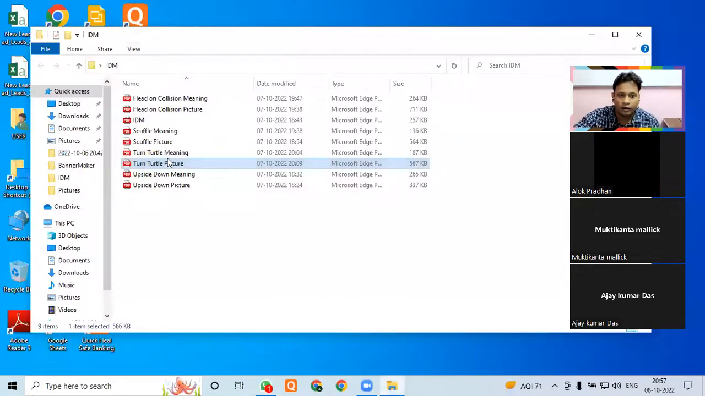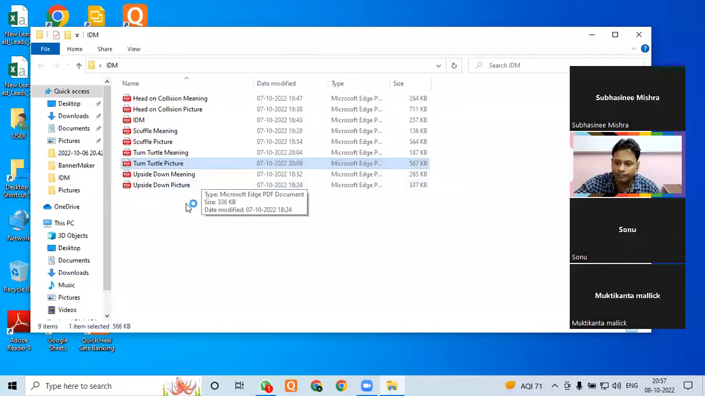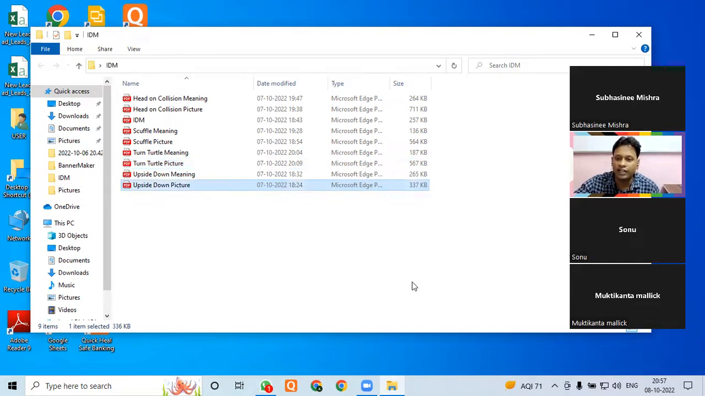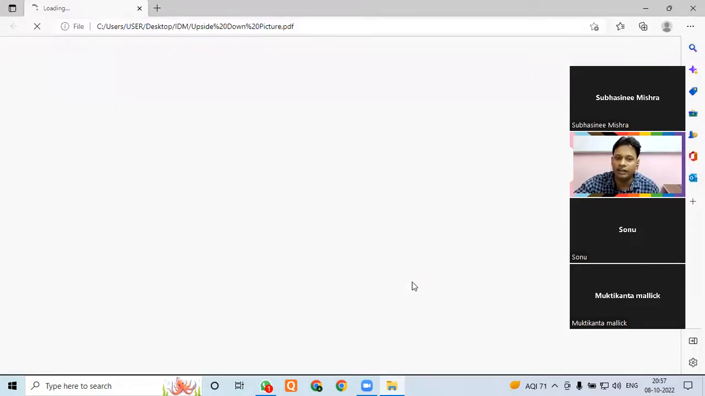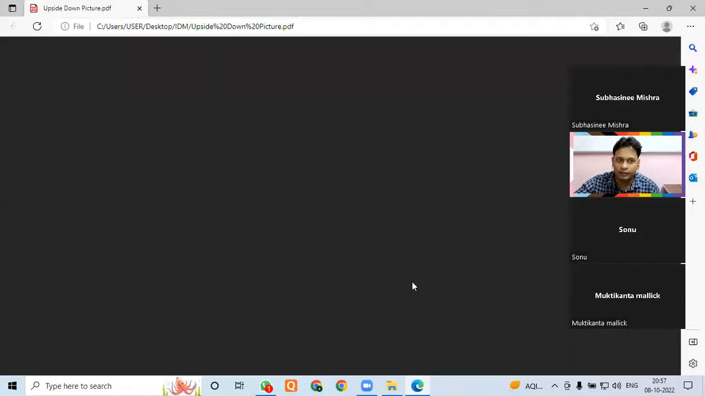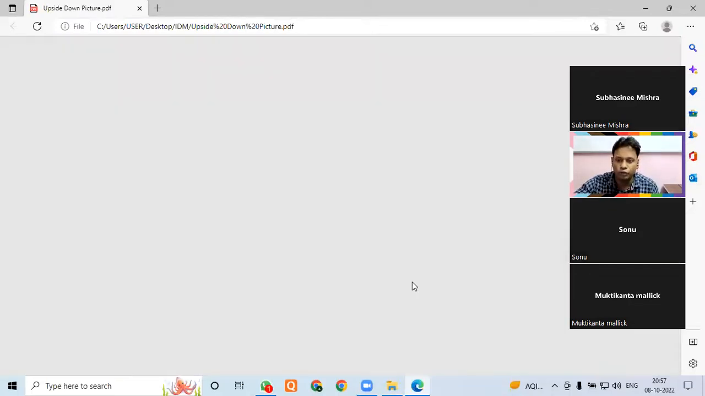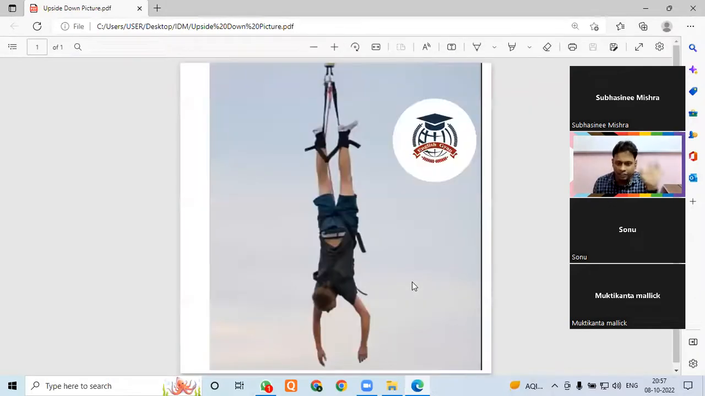If something touches the ground, we call it turn turtle; if it is standing, that is something upside down. This is called upside down. I have already given many examples. Look, I'm going to give you this one. This is called turn turtle and this is called upside down.